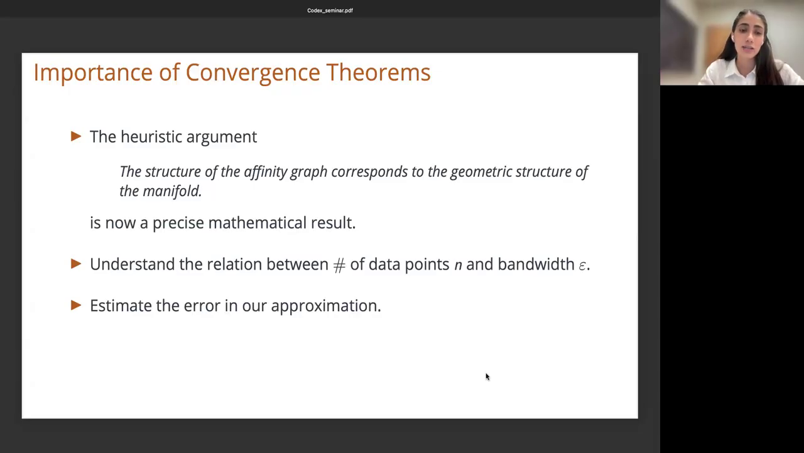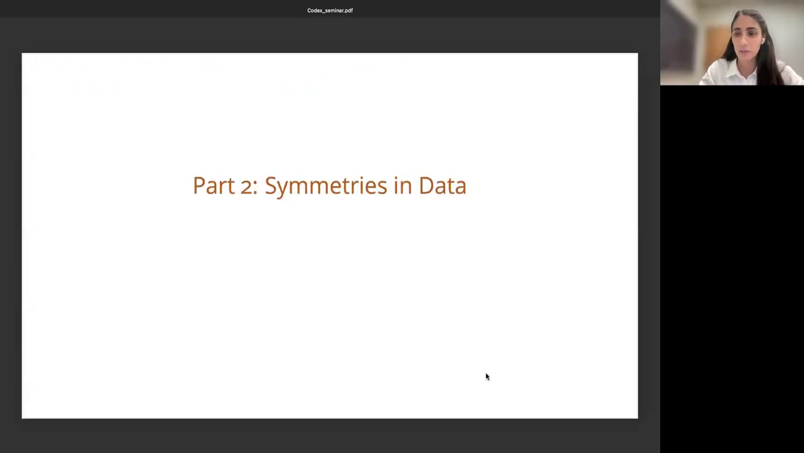And it also allows us to estimate the error in our approximation. So if we have a data set and we know that there are 10,000 points, for example, and we don't have a way to obtain more data points, then we're going to have a rough idea of how well we are approximating things. So these convergence theorems are great.